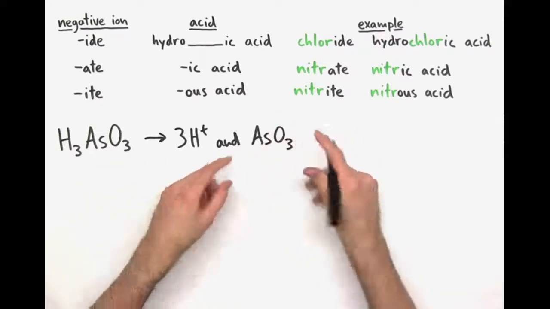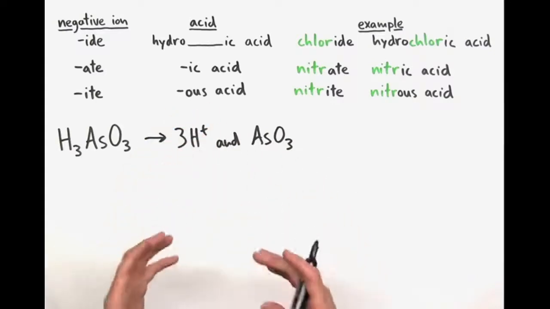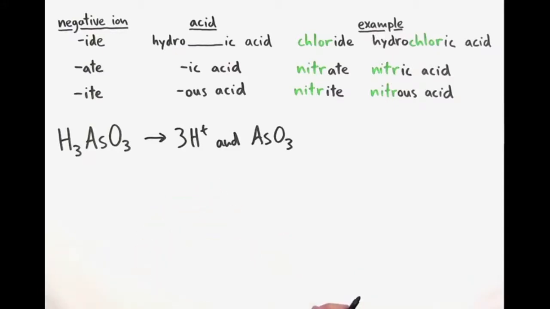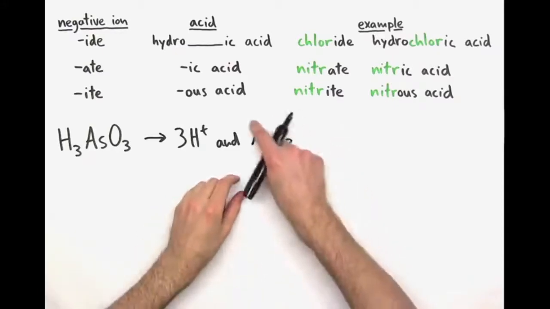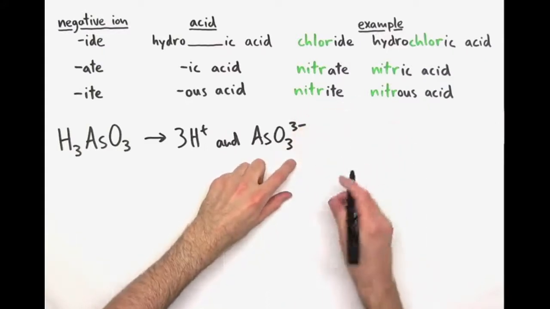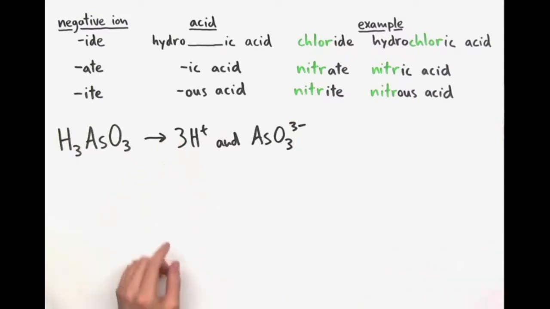So it's going to be AsO3. Now what's the charge on this ion going to be? It's got to balance out the charge that I get from my H+'s. I have 3 of these H+'s, which means that I have 3+ total of charge, which means that the charge on this polyatomic ion here has to be 3-. 3- to balance out the 3+ I get from these. This is a polyatomic ion. I've got to figure out what its name is. So let me pull out this chart.